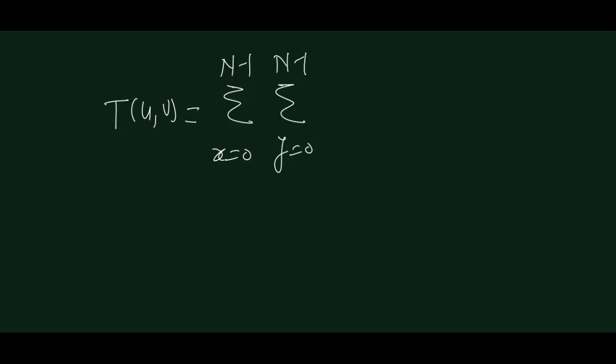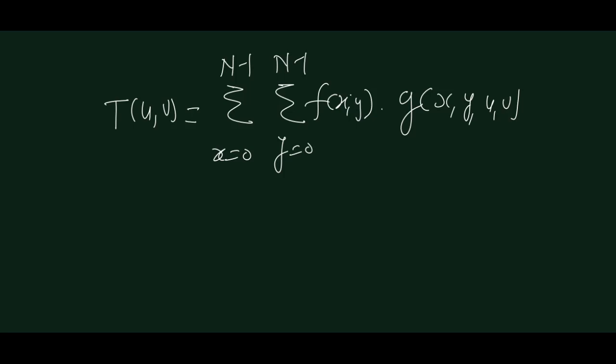Now for two dimensions: T of u comma v equals summation x equal to 0 to n minus 1, summation y equal to 0 to n minus 1, f of x comma y, and the kernel. The kernel in a general form I am writing here, g of x comma y comma u comma v. It is a very simple thing that we wrote.